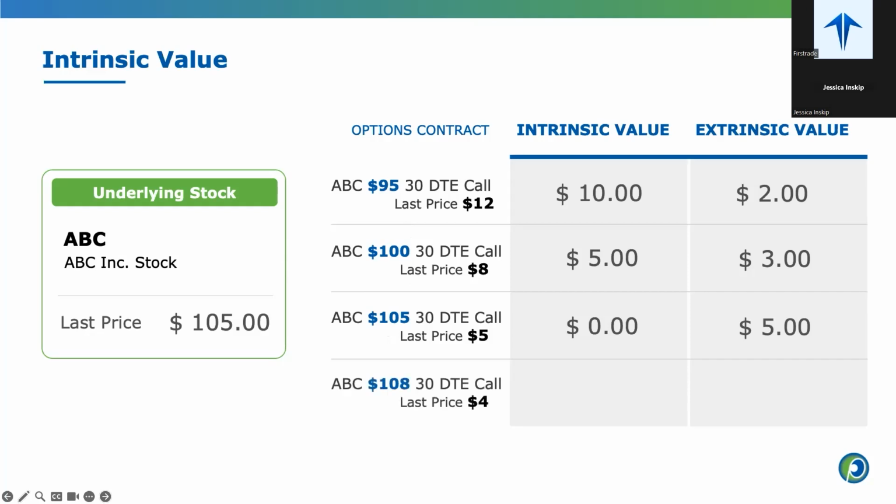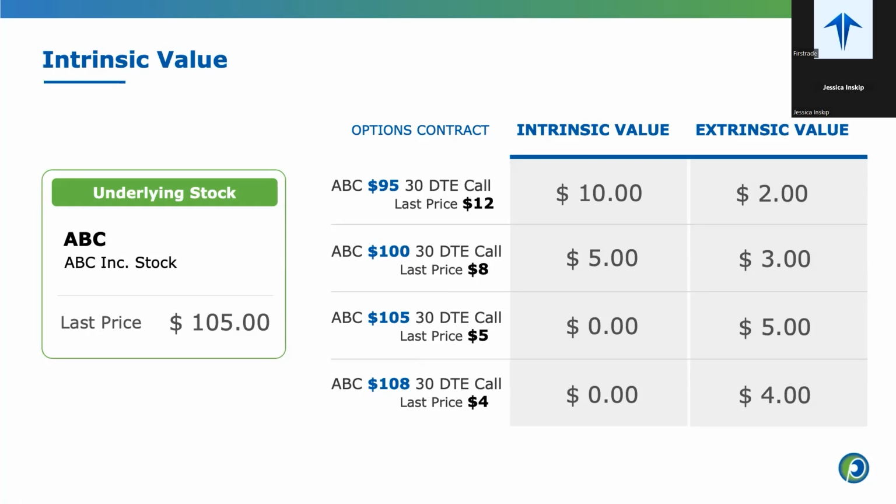If we go up another $3 in this case, we've got a strike at 108. So we have the right to buy at 108, but the market's at 105. Hopefully you saw that there should be no intrinsic value and that entire premium is made up of extrinsic value. Now, all of these options do have one thing in common besides the underlying security, and that is they have 30 days left until expiration.